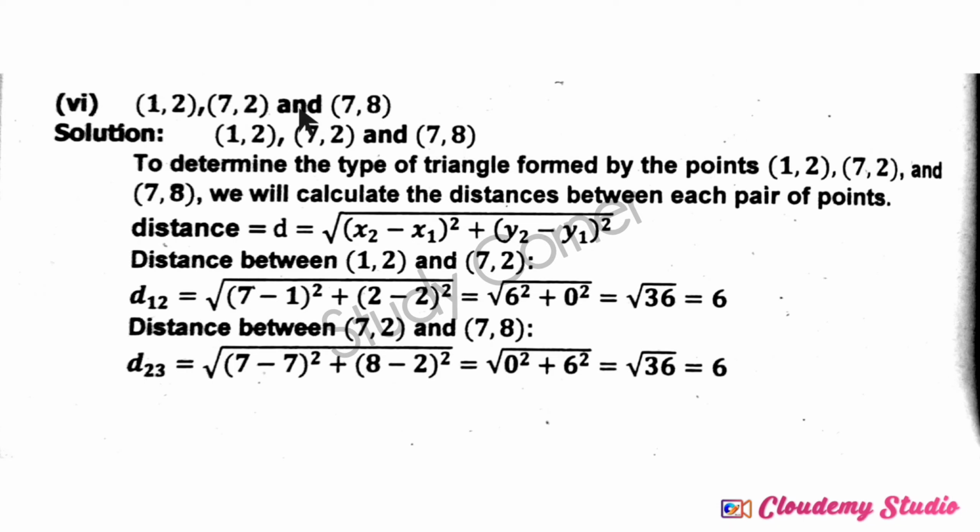Now we find the distance between these two points, that is (7, 2) and (7, 8). So this is x2, this is x1, y2, y1. 7 minus 7 whole square plus 8 minus 2 whole square under the square root, that is 0 square and this is 6 square under the square root. This is equal to square root of 36, and that is also equal to 6. So two distances are 6 and 6.